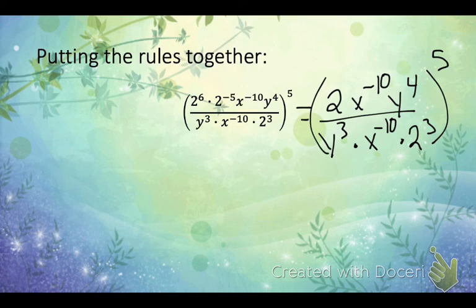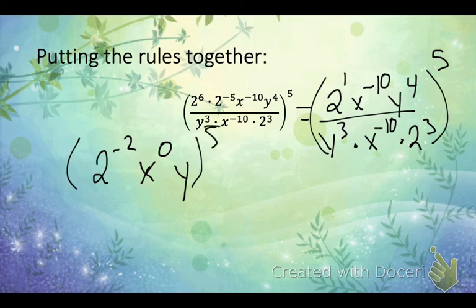Alright, then I'm going to use my quotient rule to simplify. So I'm going to simplify the 2's first, and that would give me 2 to the negative 2 because 1 minus 3 is negative 2. Then the tens, negative 10 minus negative 10 is actually just x to the 0. And then y to the 4th minus y cubed is just y.